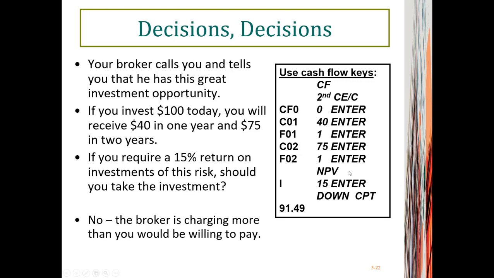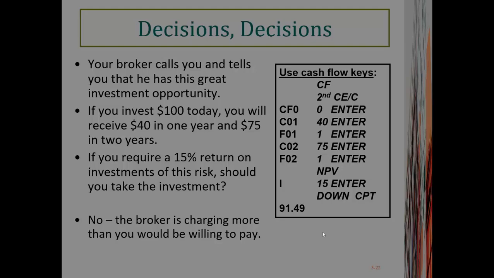Right. And by using the cash flow function on the calculator, as you see on the right part of this slide, you will get $91.49 present value for the two cash flow series, $40 for the first year and $75 for the second year. And given a 15% discount rate, the present value of that is $91.49. Since you pay more than that, it's not a good deal.